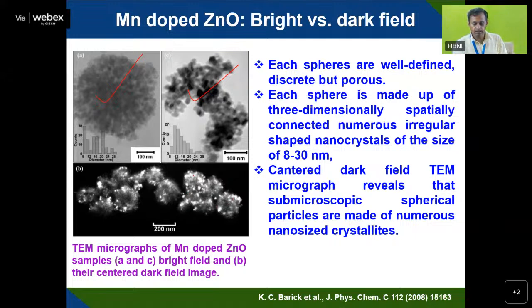So mainly here you can see each sphere is made up of many small nanocrystals. You are able to see how these small nanocrystals aggregate to form a big cluster, and how you can use this dark field image to confirm the grain structure.